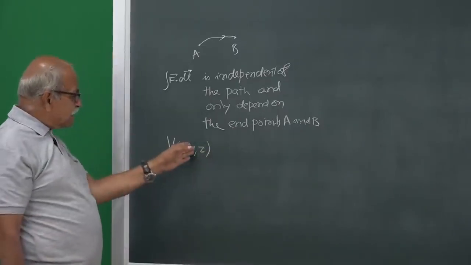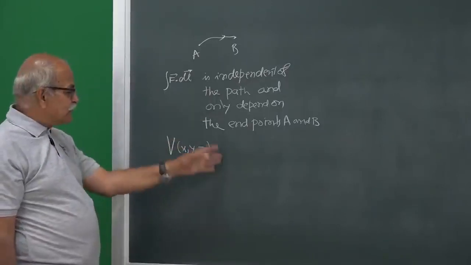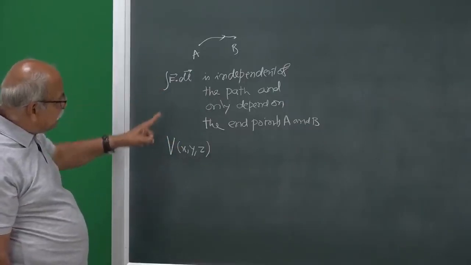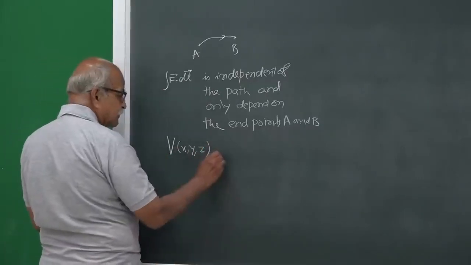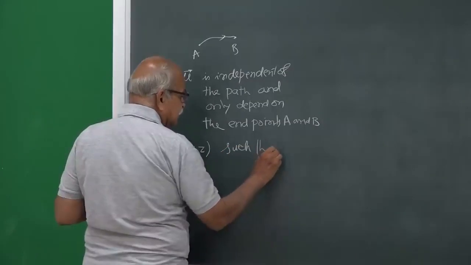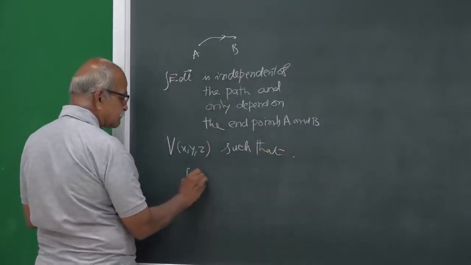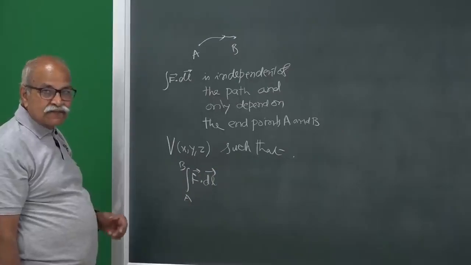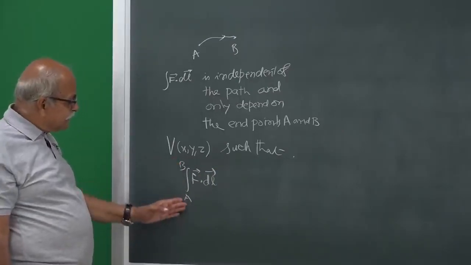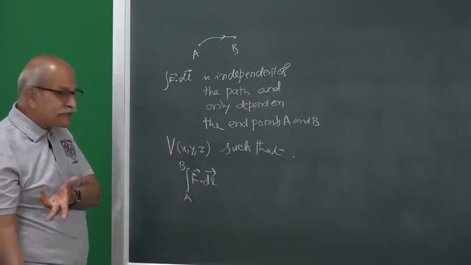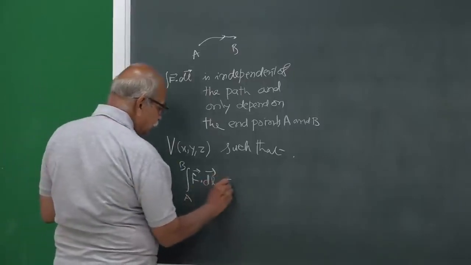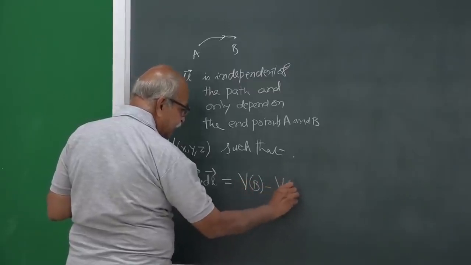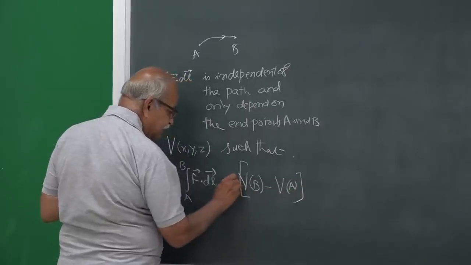So, for each point I have defined a particular V. At different points you can have different values of this V. So, it is always possible to define a scalar function V such that this integration F dot dl, now that it is independent of path, I can write A here and B here. I have to go from A to B, whatever path, it does not matter. So, this quantity is equal to V at B and minus V at A, and for some reasons I write it with a minus sign.